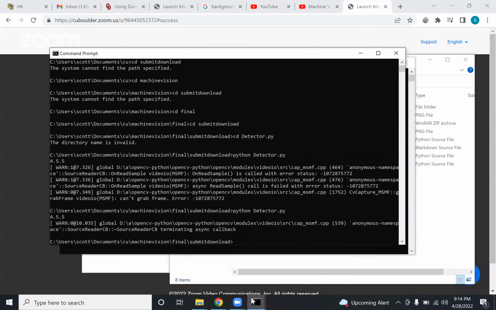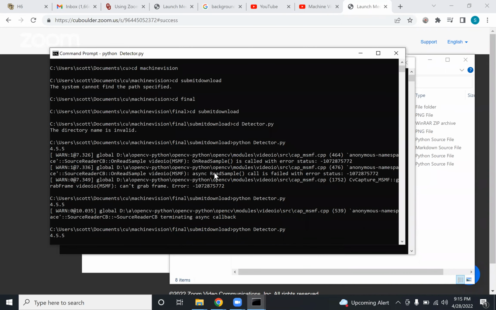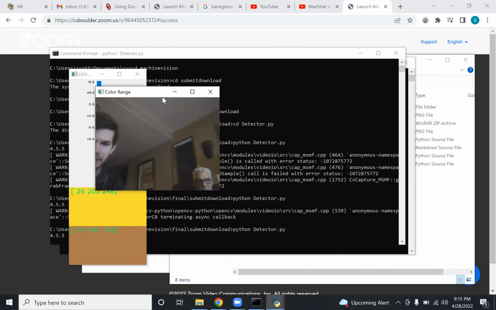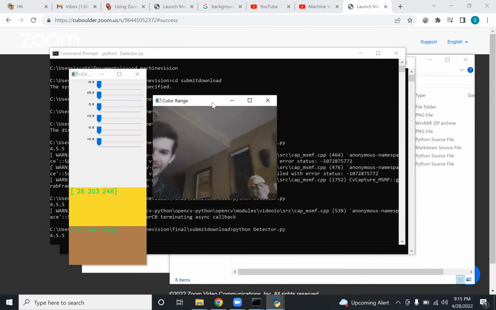Let's get going here. So again, let's just go over my project. It's an application that uses machine vision to operate some sort of controller. So here we have a camera. Here's my dad, by the way. So the application is we're trying to use machine vision to operate some kind of controller.